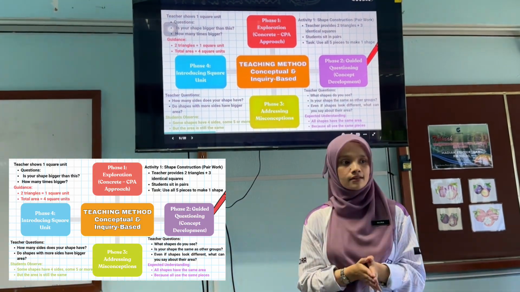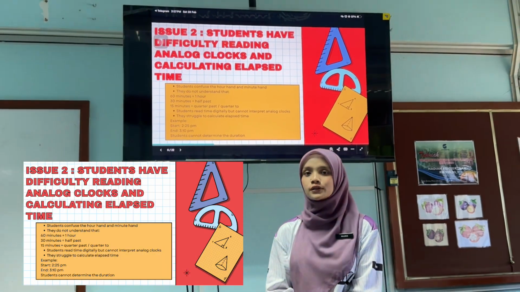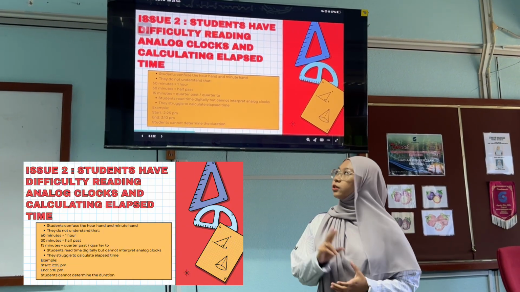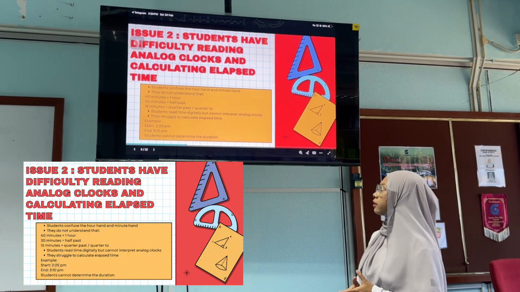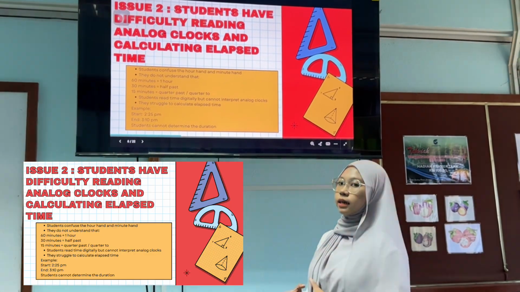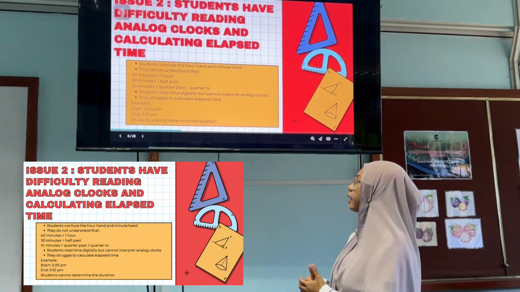Next. Okay, so now we are moving to issue 2. The issue 2 is that students have difficulty reading analog clocks and calculating elapsed times. Here are several main issues, which is that students confuse the hour hand and minute hand.